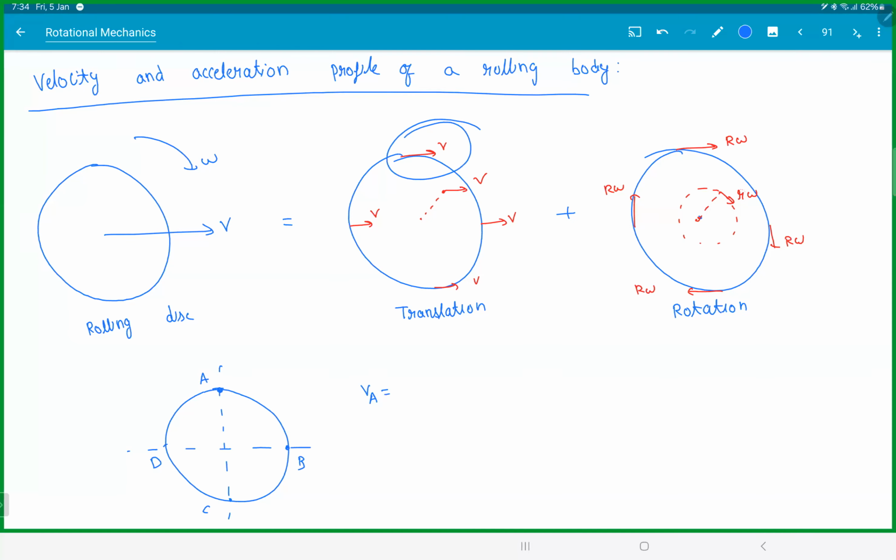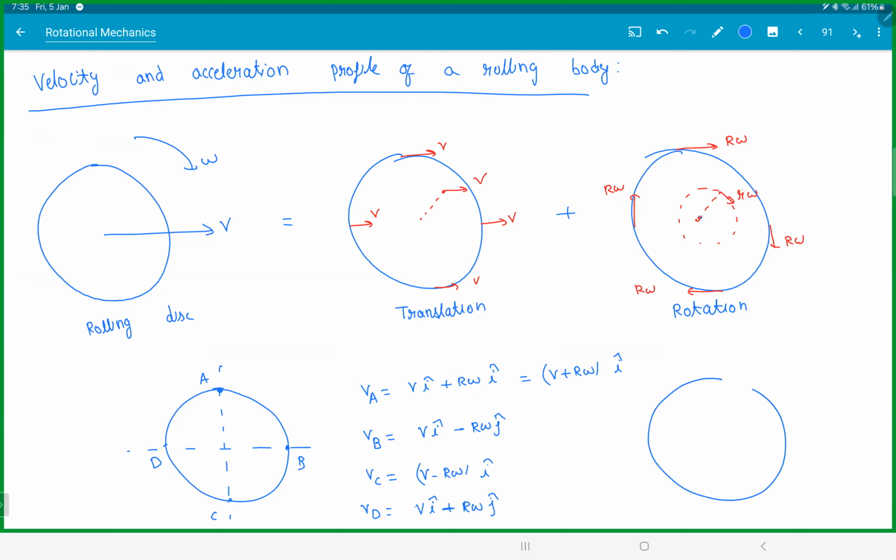so from translation you take this V i cap. From rotation also you take that R omega i cap. So it is V plus R omega i cap. If someone asks you to find the velocity of B, from translation it is V i cap, and from rotation it is minus R omega j cap. You're getting how it is? So velocity of any point is simply the addition of the translation and rotation components. Velocity of C will be V minus R omega i cap. Velocity of D will be V i cap plus R omega j cap.